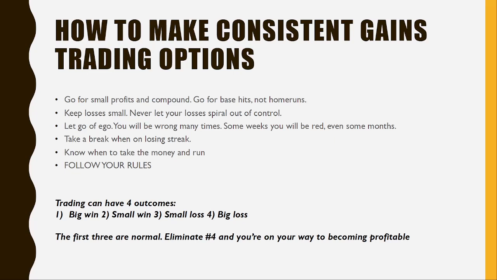Follow your rules. That's what they're there for. If they're good rules and you follow them, eventually the numbers will play out over the years. And trading can have 4 outcomes. We can win big, we can have a small win, a small loss, or a big loss. If we eliminate number 4, we're well on our way to becoming profitable.